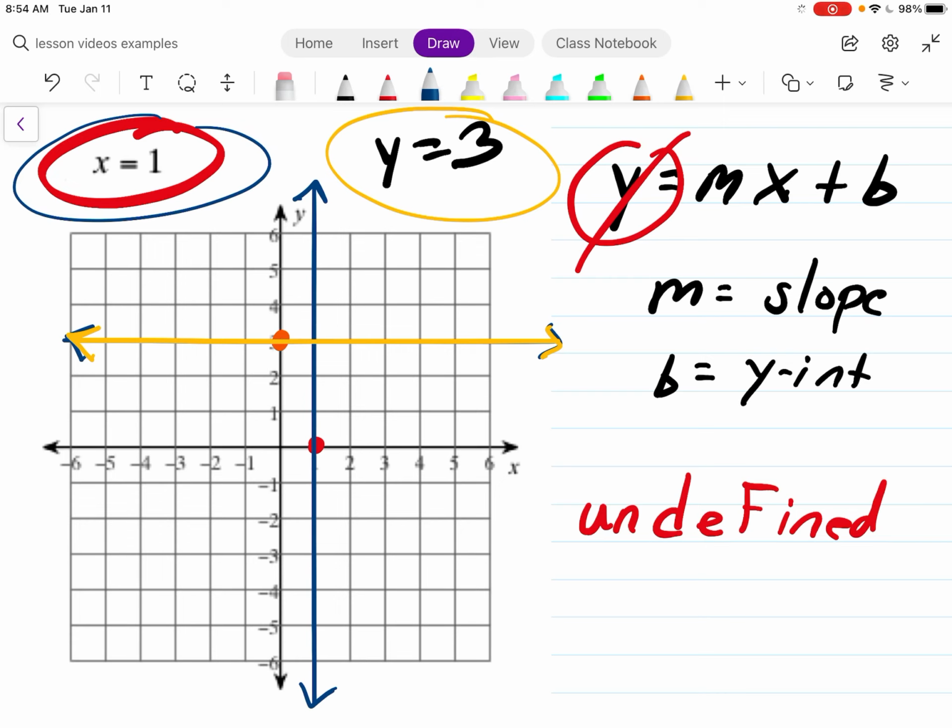So if you ever get to the point that you have x by itself, know that it's an undefined line, and you'll be drawing a vertical line through the given number or value on the x-axis. And if you do not have an x value, you still draw a line that goes left to right. It's just not going to go up. It's not going to go down. It's not positive. It's just a flat line that goes left to right, crossing the y-axis wherever it says y is equal to.